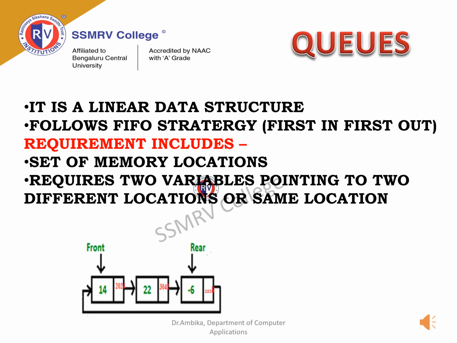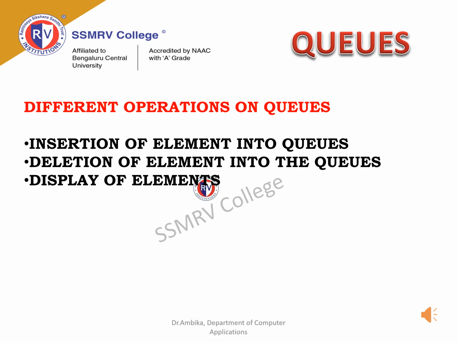Today you will be learning implementation of queues using linked list. What is a queue? A queue is a linear data structure. It follows FIFO strategy. What are the requirements? It requires two things. The first is the set of memory locations. The second would be two variables pointing to two different locations or the same location. The different operations that can be implemented on queues include insertion of element into the queue, deletion of element from the queue, and display of elements.